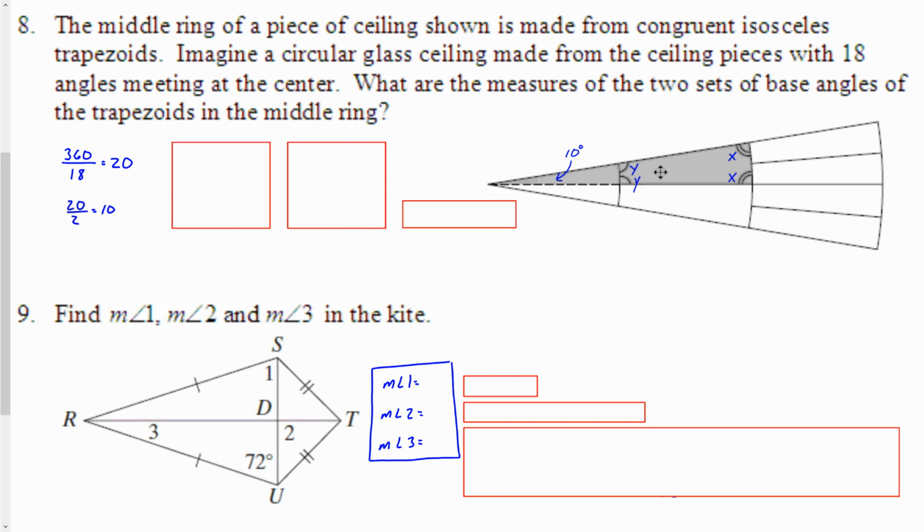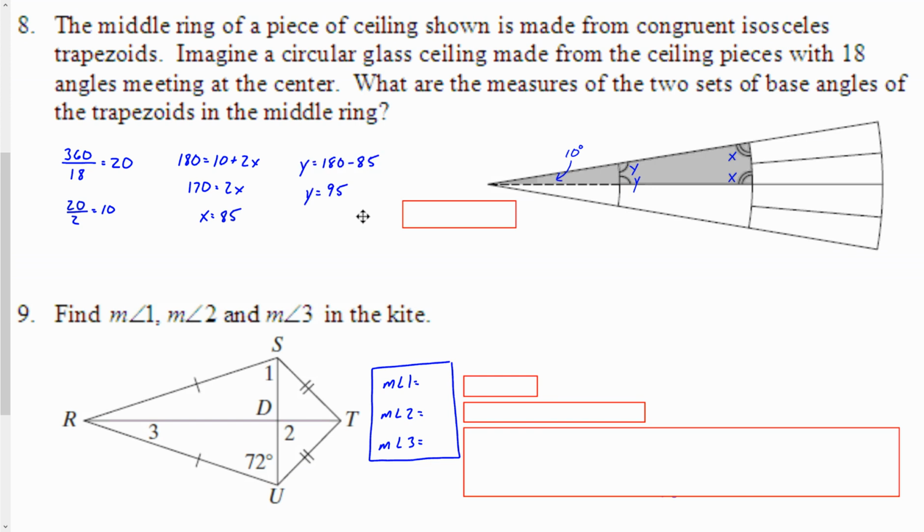Now from there, we'd be able to find the values of X, because again, we can deal with this isosceles triangle. So X would be 85, those 2 base angles, both 85 degrees. And then Y, we would be able to use the idea that the adjacent angles of an isosceles trapezoid are supplementary by same side interior angles. So we'd have 95 degrees for those. So the measures of the two sets of base angles in this isosceles trapezoid, 85 degrees and 95 degrees.